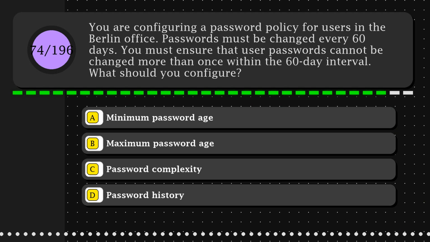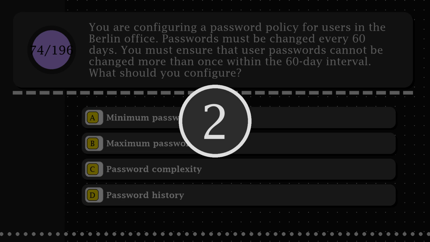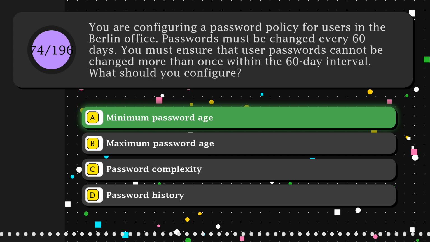Question 74. You are configuring a password policy for users in the Berlin office. Passwords must be changed every 60 days. You must ensure that user passwords cannot be changed more than once within the 60-day interval. What should you configure? Option A, minimum password age. Option B, maximum password age. Option C, password complexity. Option D, password history. The correct answer is option A, minimum password age.